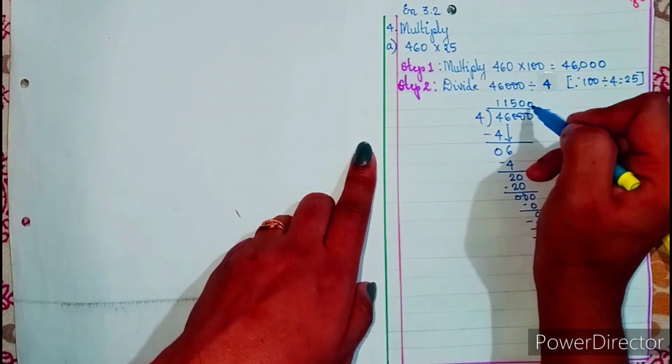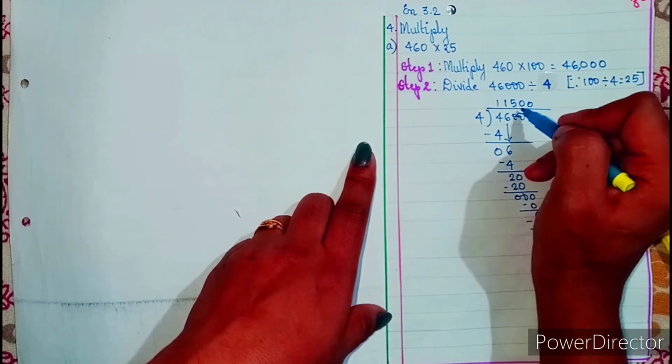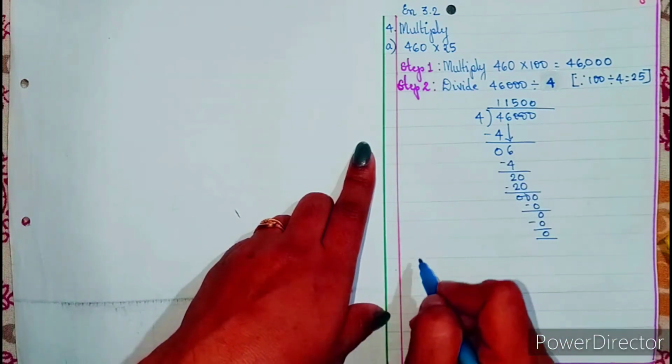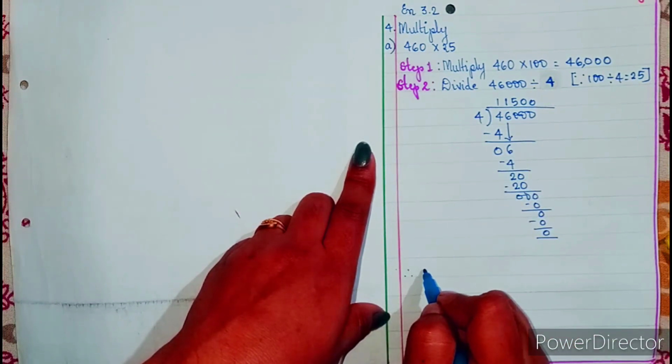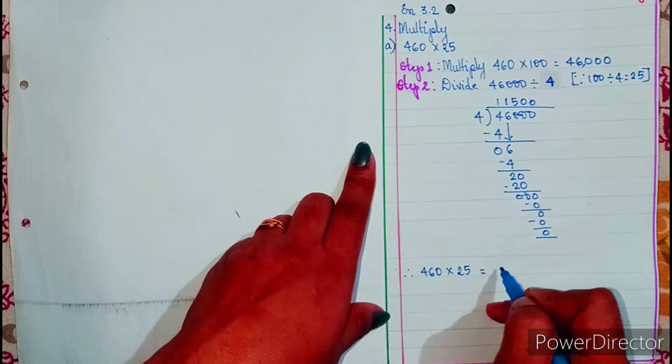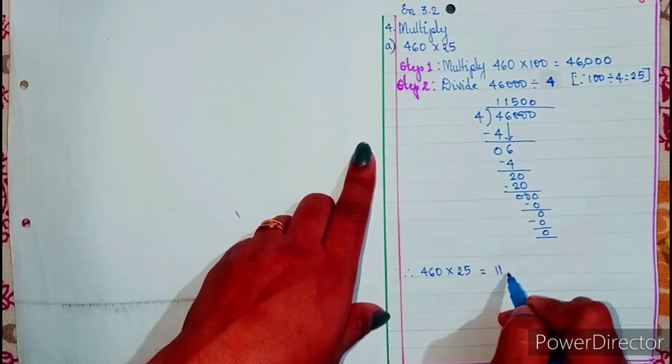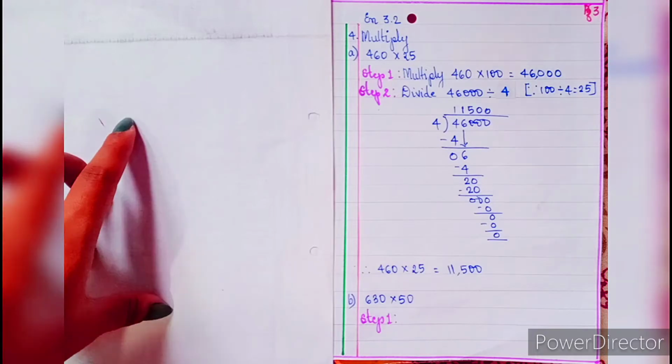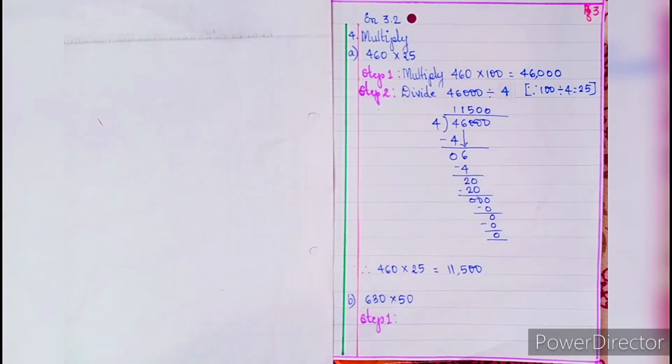Thus what answer have we obtained? Our answer is 11,500. Therefore, 460 into 25 will give us the product 11,500. Now let's solve the second example, and in the second example, just see we have 630 into 50.